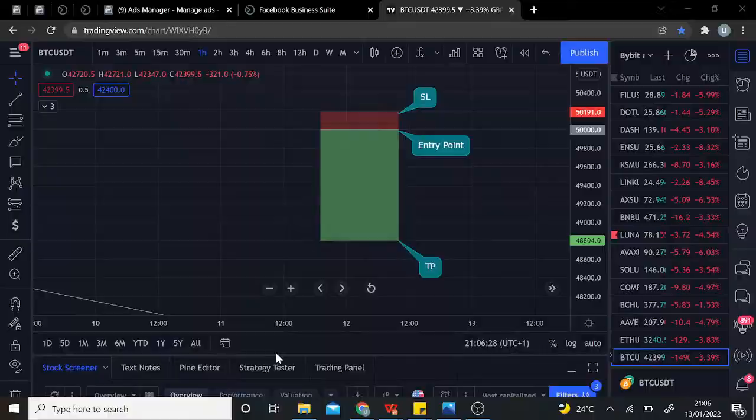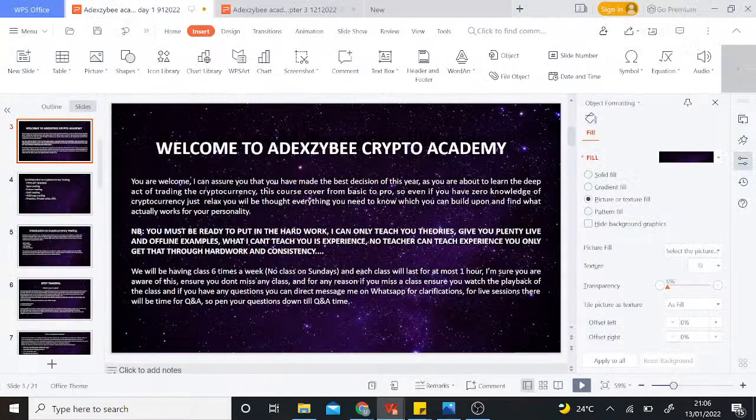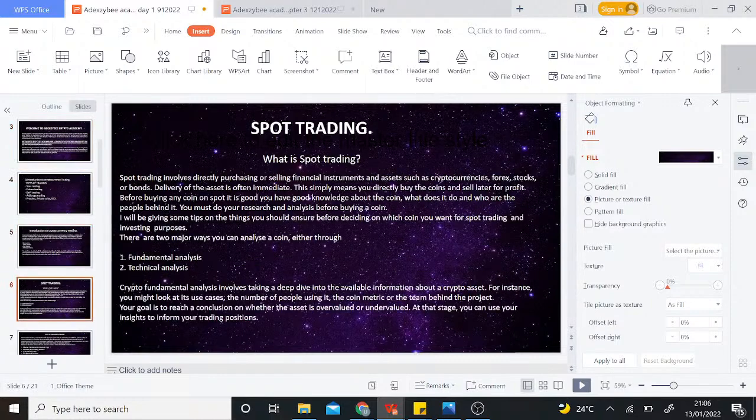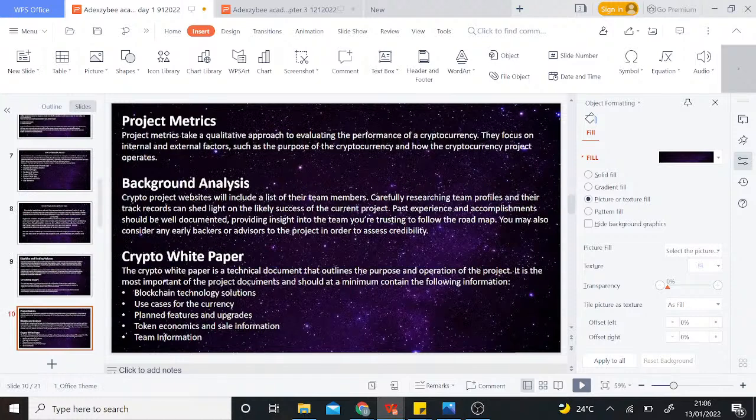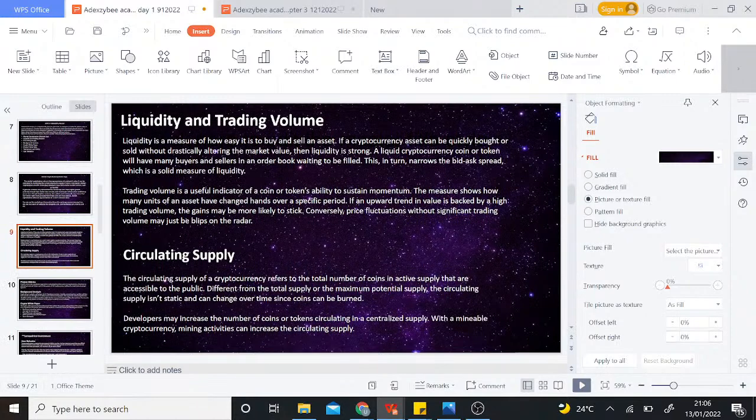So yesterday I was talking about this topic, spot trading and fundamental analysis, and the things you should look out for while doing your fundamental analysis. God helped us to establish some facts: these are the things you should check while doing your fundamental analysis.